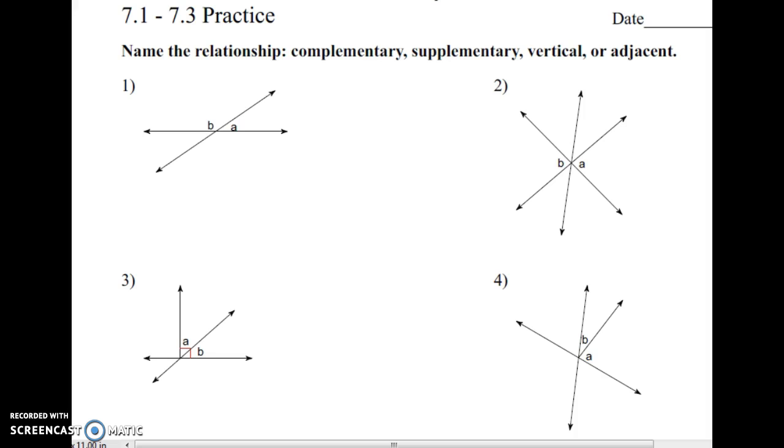vertical, or adjacent. Complementary angles are two angles whose sum is 90 degrees. Supplementary angles are two angles whose sum is 180 degrees, or a straight line. Now, vertical angles are two angles, if we have an X or two lines that intersect, vertical angles are angles on opposite sides of that intersection. So, for example, if these were two lines, the vertical angles might be the top and the bottom. You may also have the angles on the left and the right as well. Those would also be vertical since they're across from one another.